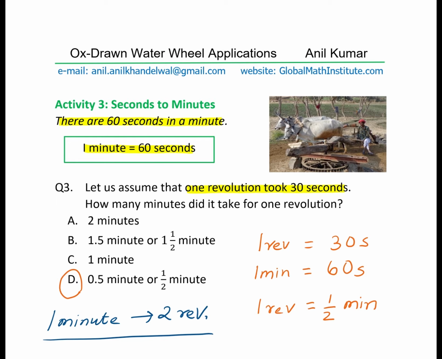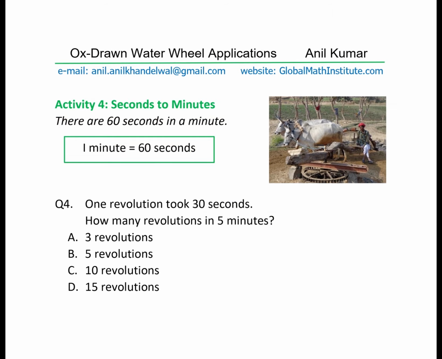Just to avoid this term half, say 1 revolution in half a minute, or 1 minute, 2 revolutions. So you'll see in many examples, 1 minute, 2 revolutions will help rather than 1 revolution in half a minute. So half makes things very difficult to work with at times.